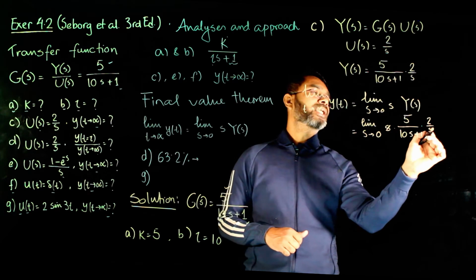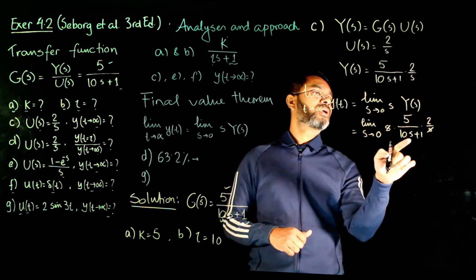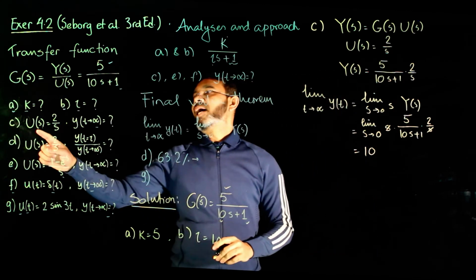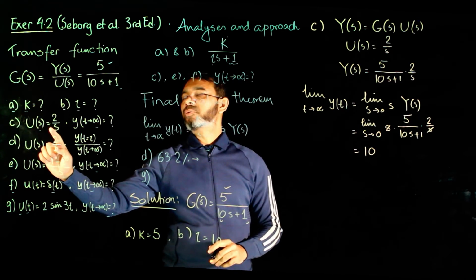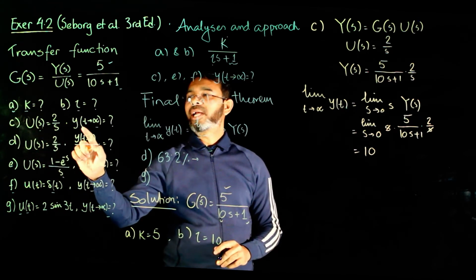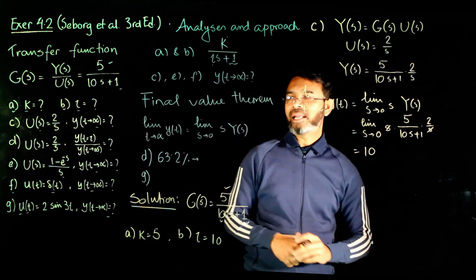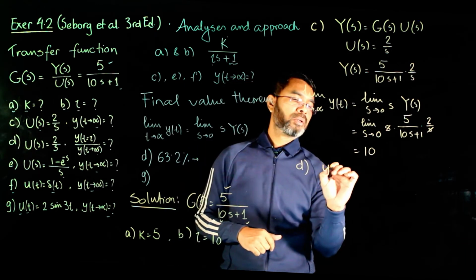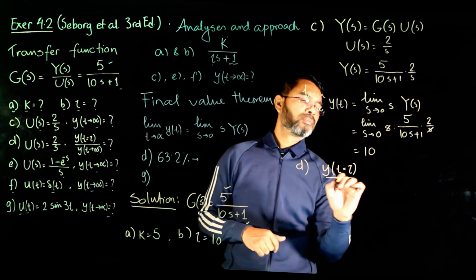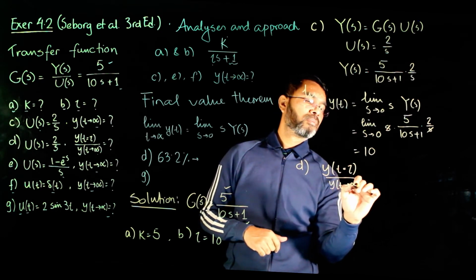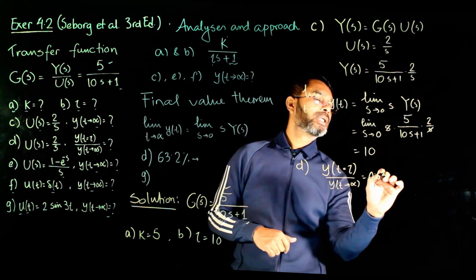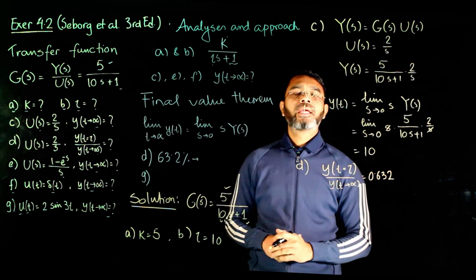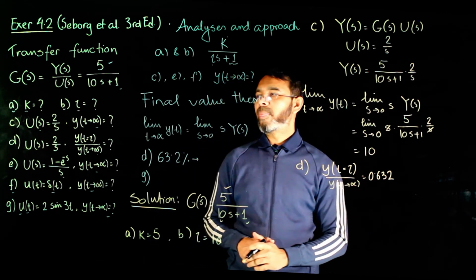So this s and s gets cancelled out. Plugging in the value of s equals 0, we have this to be 10. So for this particular step input with size 2, the value of the output as t goes to infinity is 10. Now for part D, we said that it's 0.632 or 63.2%. So you can directly use our knowledge on that part.